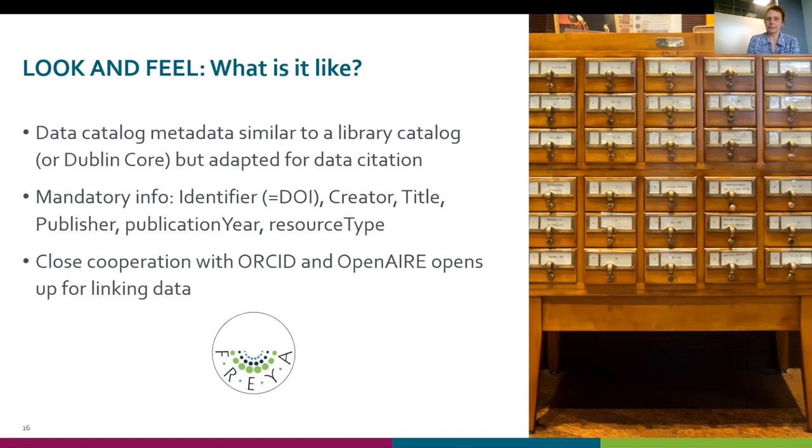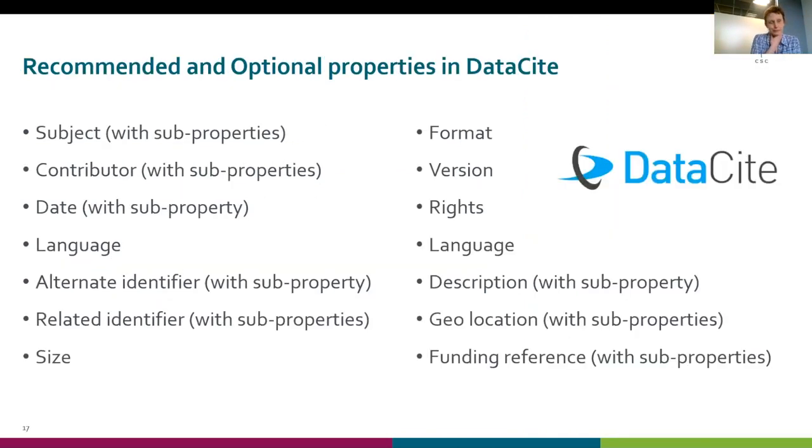Then you have the mandatory information like creator, title, publisher, publication year, resource type. And what's good to know is also that DataCite does close cooperation with ORCID and OpenAIRE and other projects that work for the linking of data and research information. So that's why DataCite and the DataCite DOI is really a good choice, I think, because it serves researchers well and it fits well into all this technology and these systems.